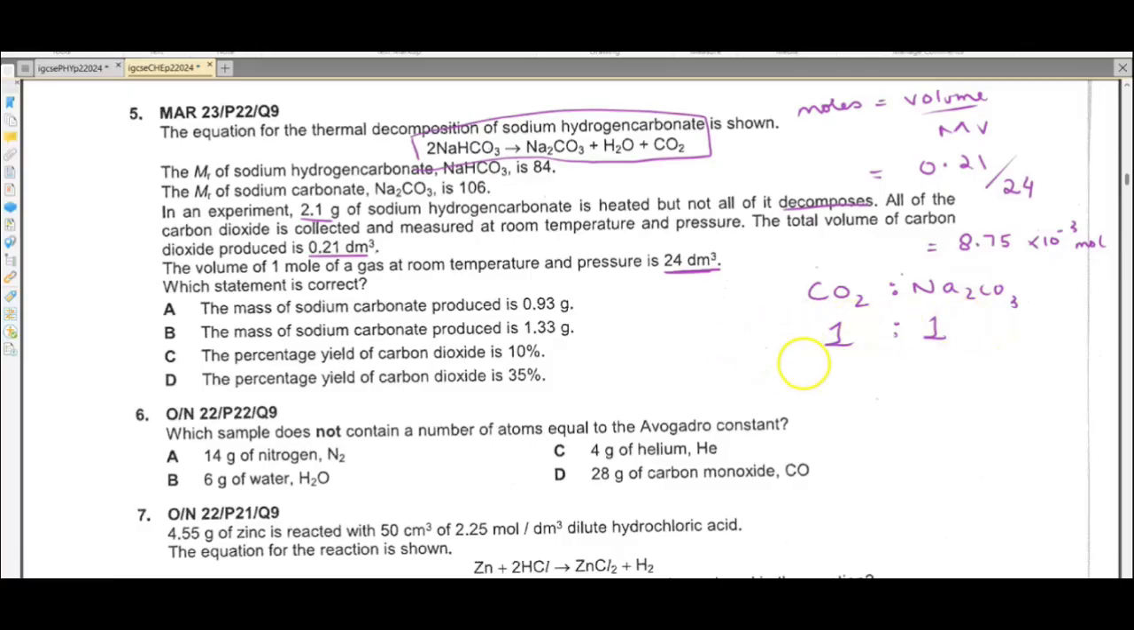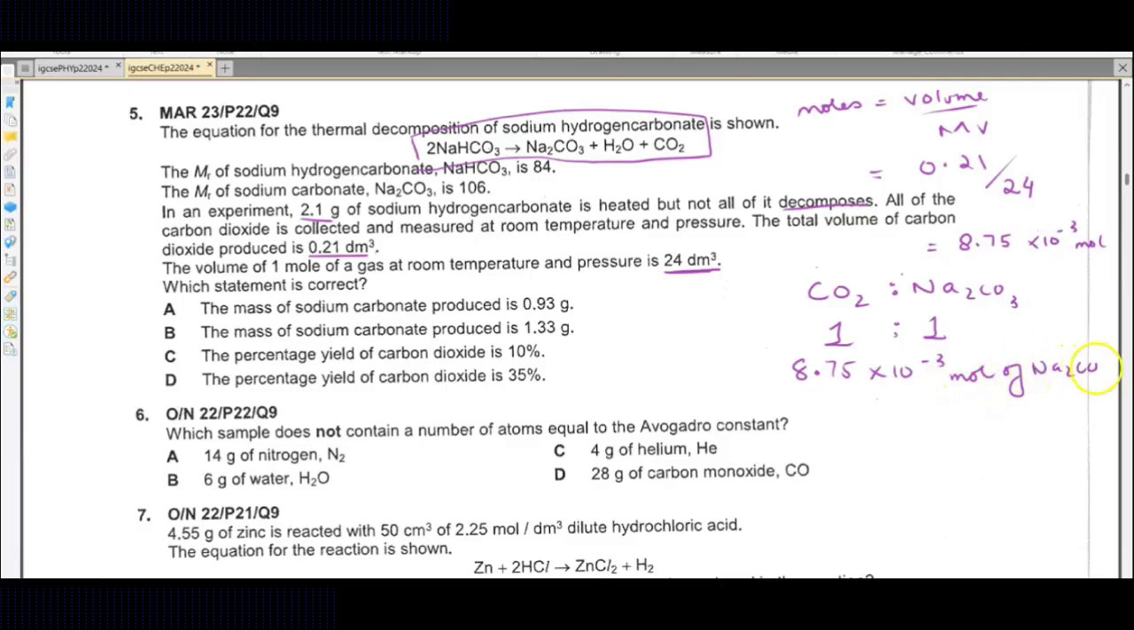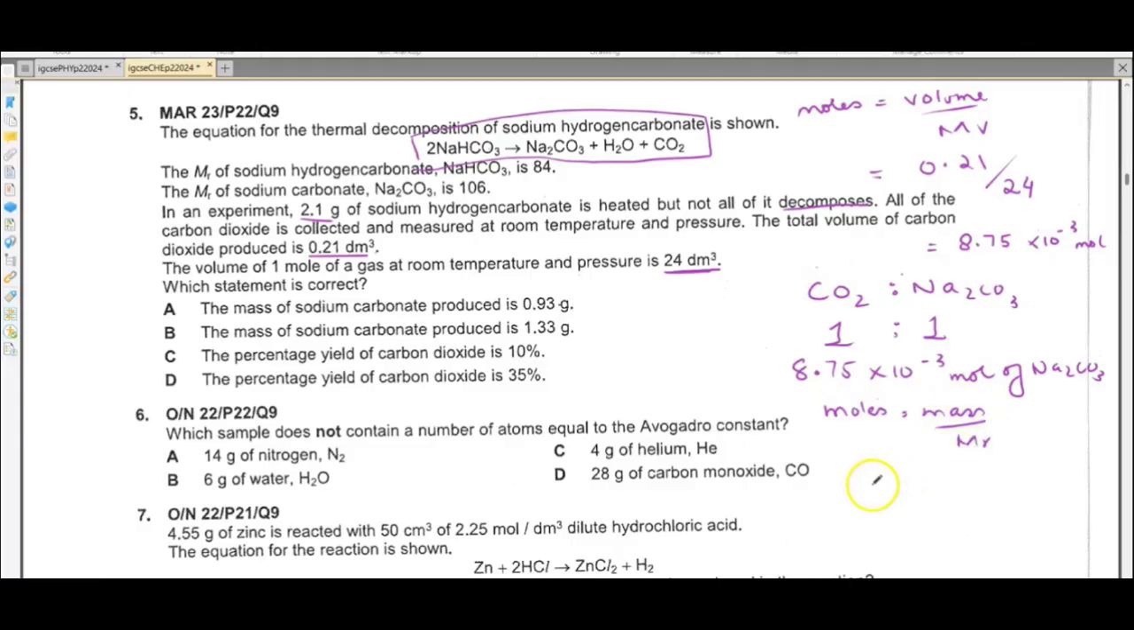So Na2CO3 moles we have as 8.75 into 10 raised to the power minus 3. Okay? Now once we have moles of Na2CO3, we can see how much mass of sodium carbonate was produced. If this much were the number of moles, the mass produced would be: moles is equal to mass by Mr. The moles are 8.75 into 10 raised to the power minus 3. Mass we've got to find, and the Mr for sodium carbonate is 106.